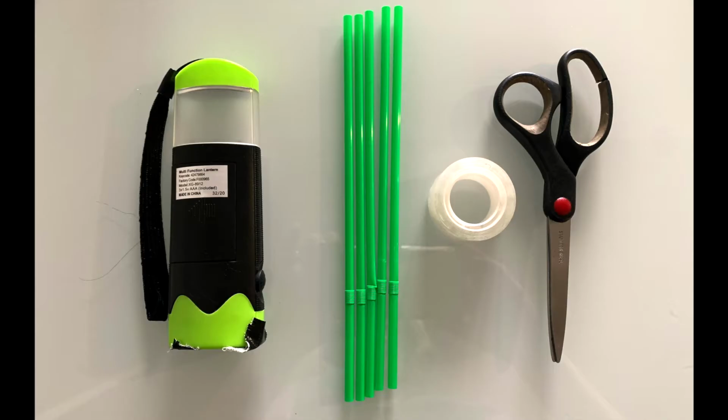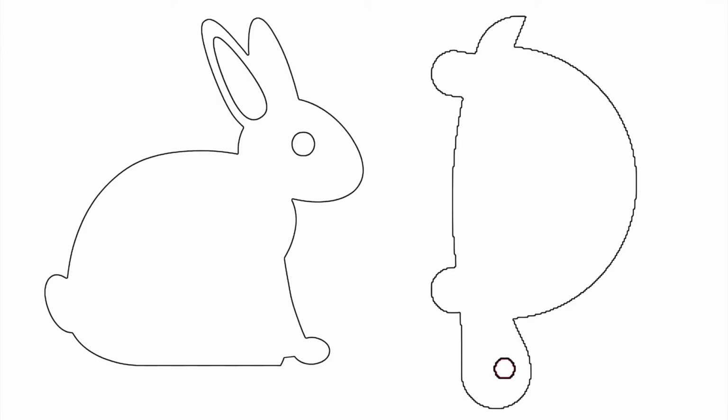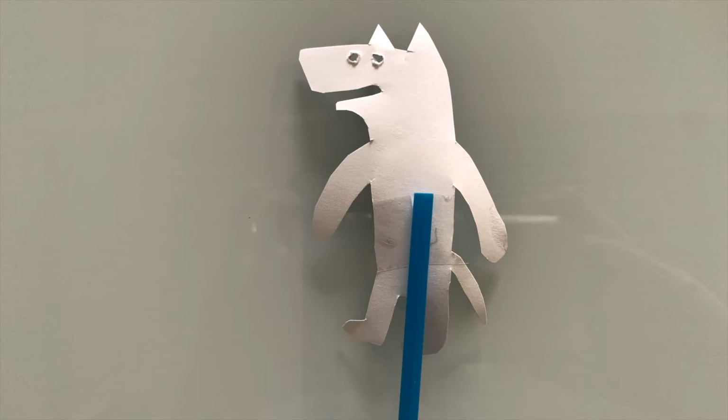Here's how to set up your own Hare and Tortoise puppet show. You will need a torch, some straws, some sticky tape, some Hare and Tortoise characters. Just cut them out, and once you've done that, sticky tape them to your straw.